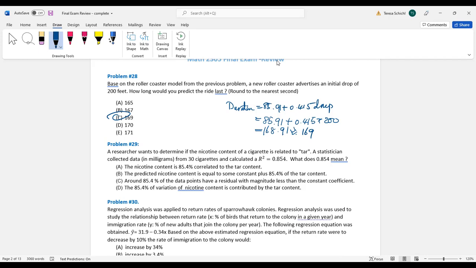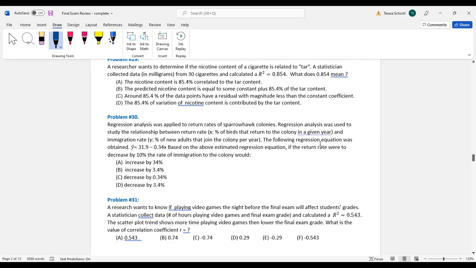Okay, now next one's here. Number 29. A researcher wants to determine if the nicotine contents of a cigarette is related to tar. A statistician collects the data in milligrams from 30 cigarettes and calculated the R-square equal to 0.854. What does the 0.854 mean here? Okay, so remember, what is the R-square? R-square, this is what we call the coefficient of determination.